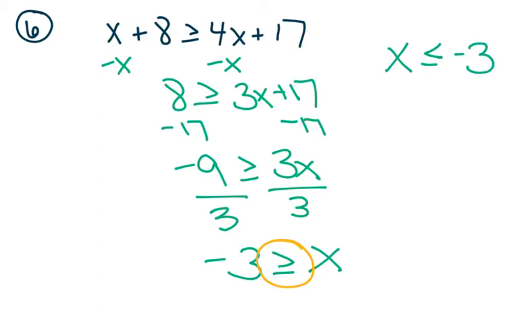Okay, so if you were to read this original one, it should be read as x is less than or equal to negative 3, okay, because you always read the variable first. So when we rewrote it, that is how it was written.